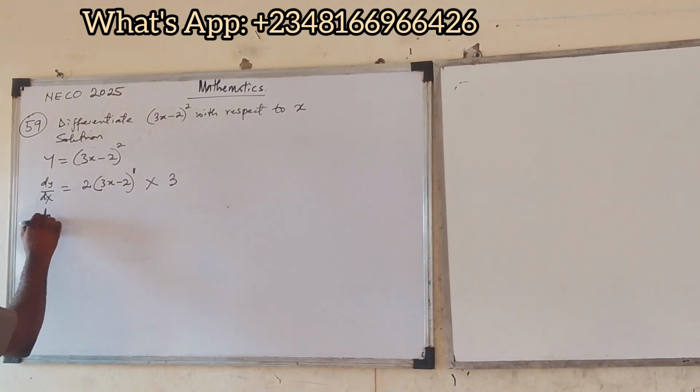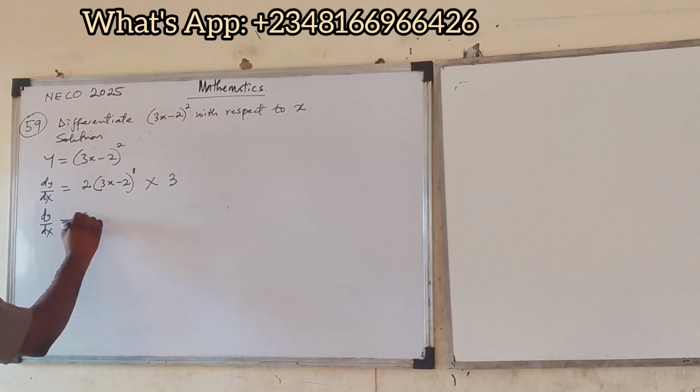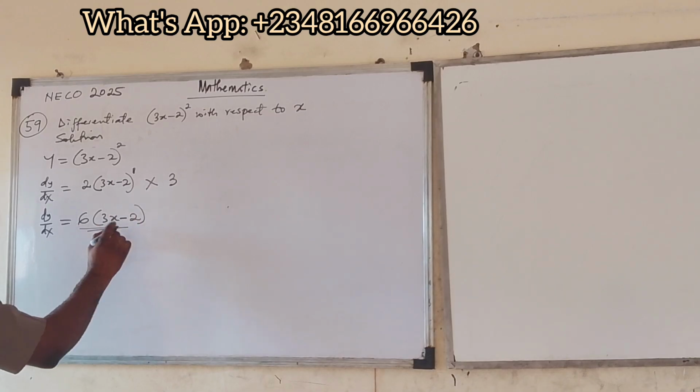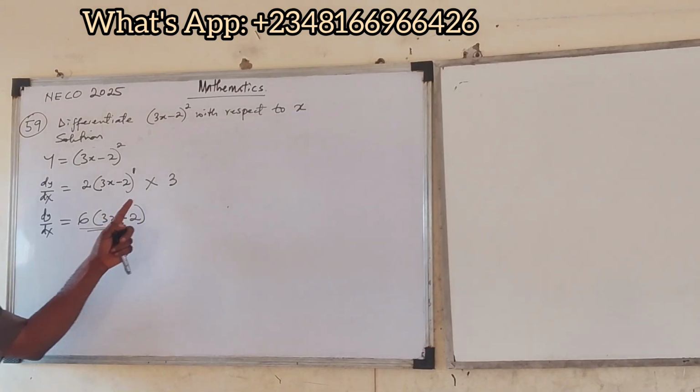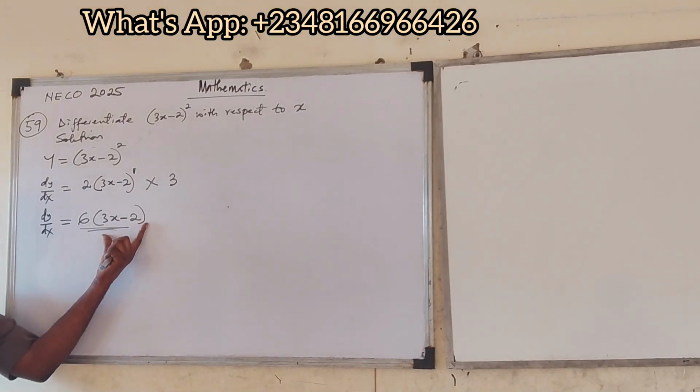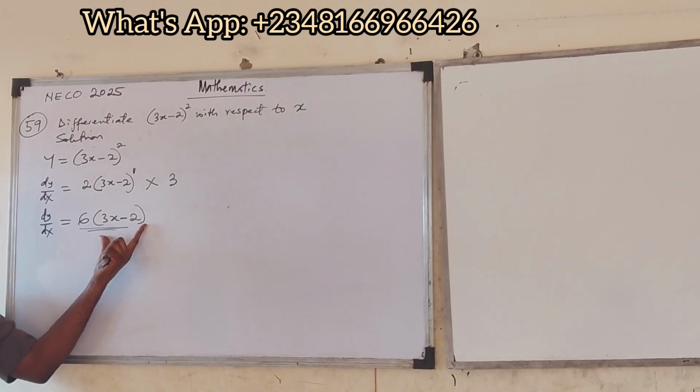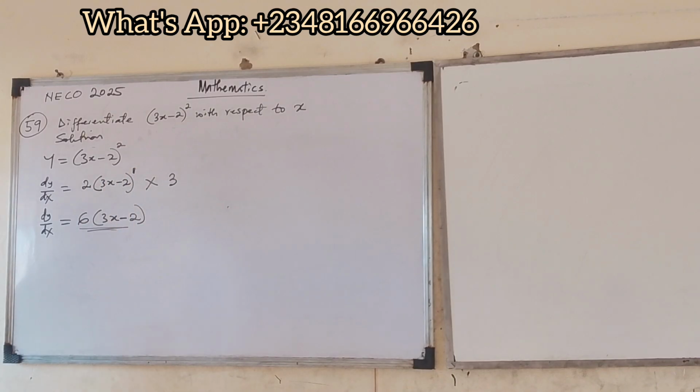So it means dy over dx will be equal to 2 times 3, which is 6. So we have 6(3x - 2). Now, because raised to the power of 1 here is the same thing as 3x - 2. Yes, (3x - 2)^1 is the same thing as 3x - 2. So this is the solution.